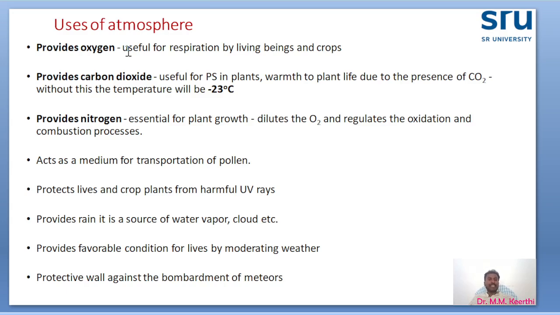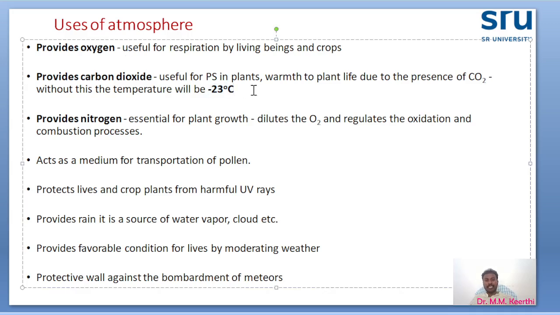In case the carbon dioxide level is decreasing, the temperature will go down to minus 23 degrees Celsius. And the third gas is nitrogen. The presence of nitrogen gas is essential for plant growth; it is an essential gas, and also one of the important ones. It dilutes the oxygen and regulates the oxidation and combustion process.